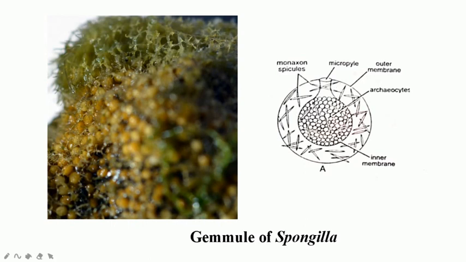Then another important thing about the gemmule structure is the presence of archaeocytes. Okay, so archaeocytes are basically the specialized cells which are totipotent in nature. तो आपने वर्ड पढ़े होंगे totipotent, pluripotent, multipotent. So these stem cells are basically totipotent. That means they can differentiate into any type of cell.